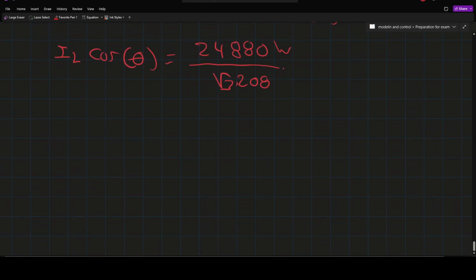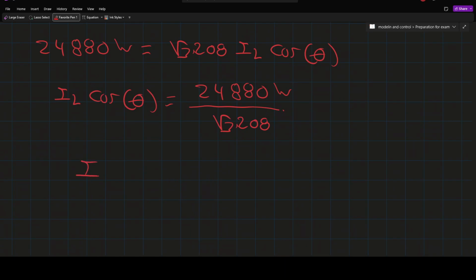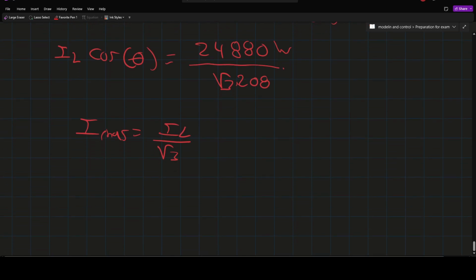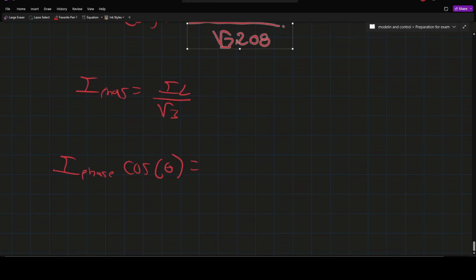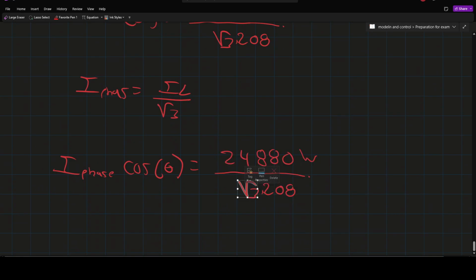Okay, and remember that the current in the phase is equal to the current in the line over square root of 3. So when we multiply this times square root of 3, eventually we will get rid of this. So we can say that our I phase times our cos theta is the same, but instead of a square root of 3, it's just going to be 3.